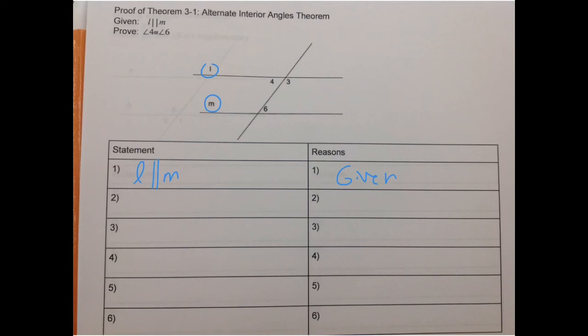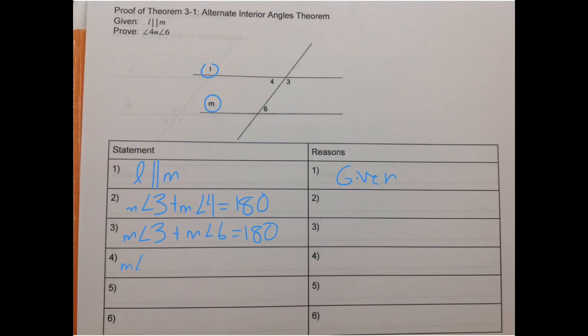Okay? So here's what we're going to do. I'm going to give you the statements, and I want you to fill in the reasons. So the first statement we're going to look at is measure of angle 3 plus the measure of angle 4 equals 180 degrees. So why is that true? How do we know that that's true? We're also going to look at the measure of angle 3 plus the measure of angle 6 equals 180 degrees. How do we know that's true?